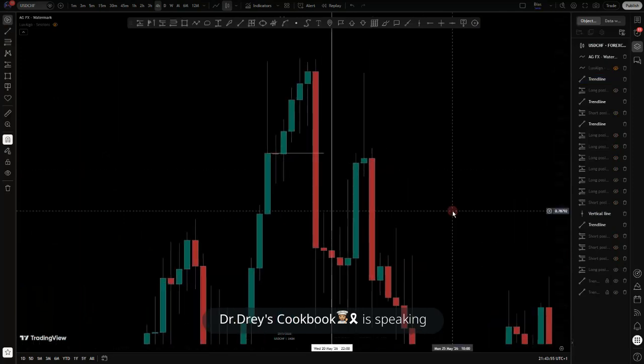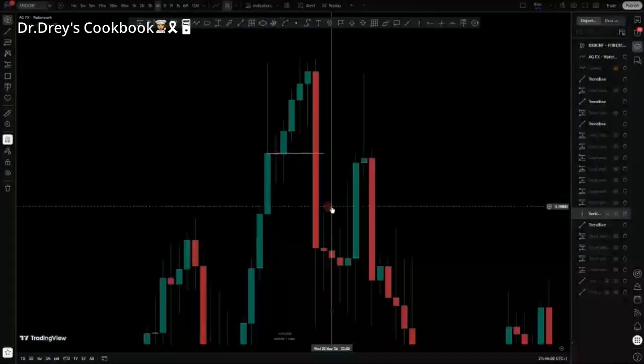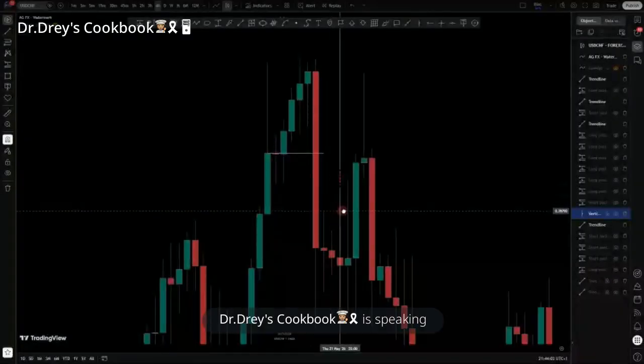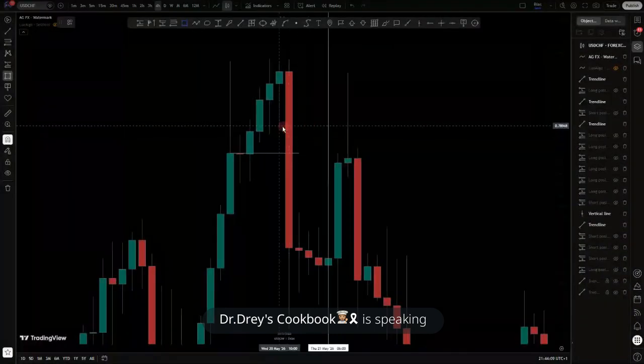We want to sell. Where do we want to sell from? Let's wait for Asia to close first. Asia will decide that for us. So 1, 2. So now we have Asia closed. One thing that stands out is what? Imbalance. This huge imbalance here stands out.